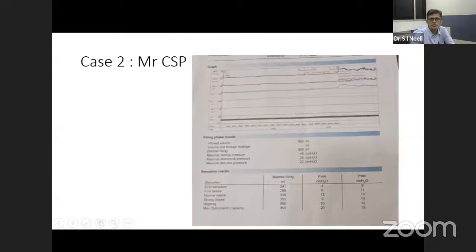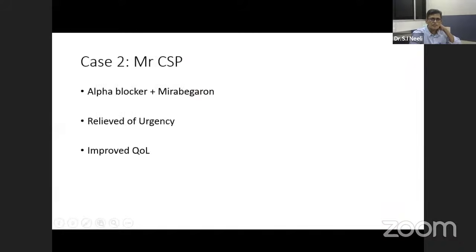The voiding phase showed a good detrusor activity, sustained detrusor contraction, but a poor flow of urine during the urodynamic study. So an alpha blocker was continued. In addition to that, mirabegron was added to his alpha blocker to relieve the urgency. On follow-up, the urgency was relieved and his quality of life was improved.